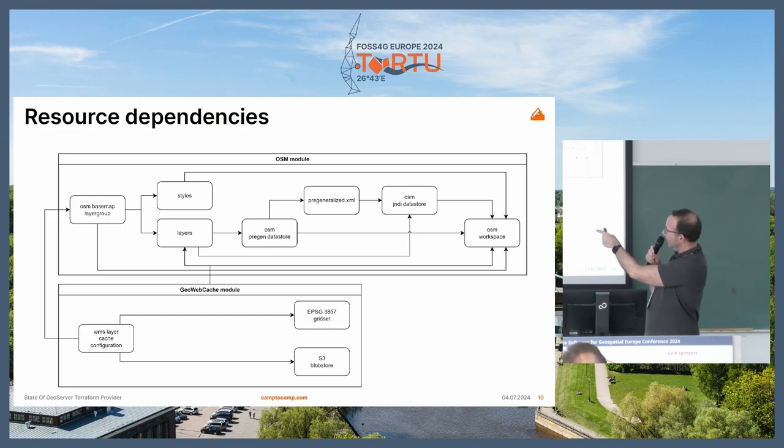We have the styles also. All are glued in a layer group, and the layer group is referenced in our GeoWebCache instance, together with the blob store and grid set that we push. So all this is Terraform resources.